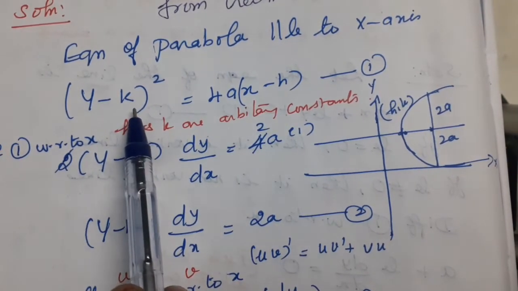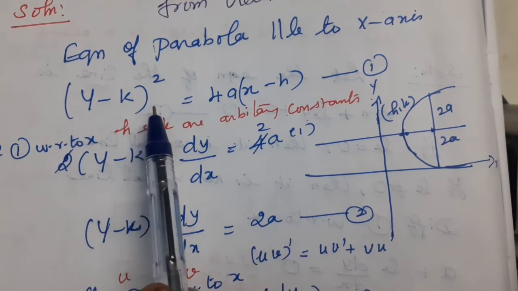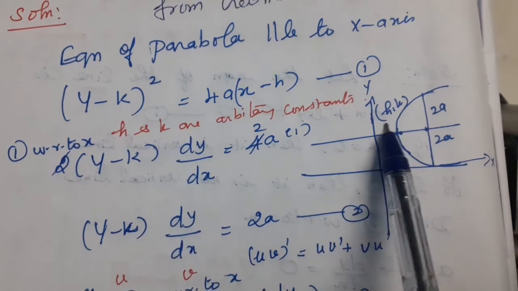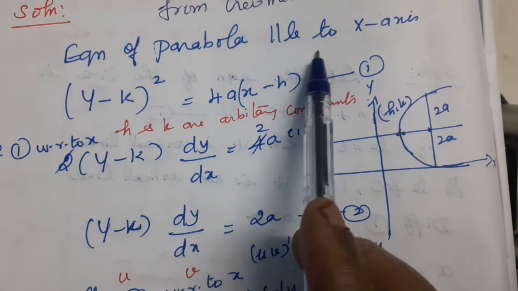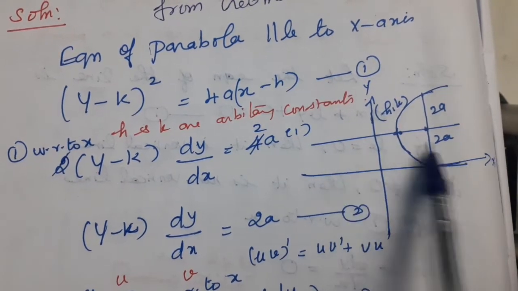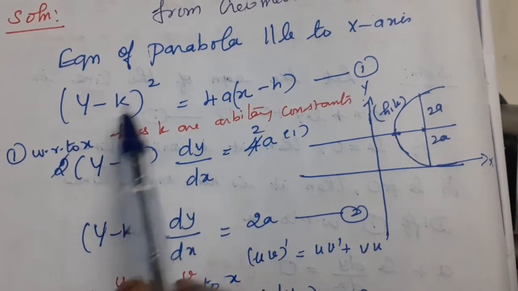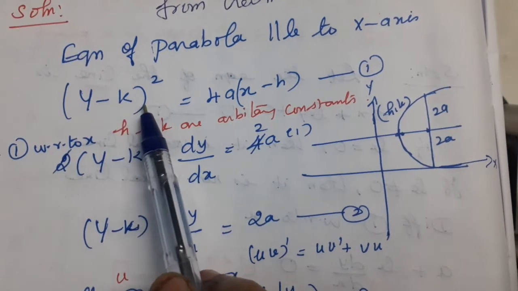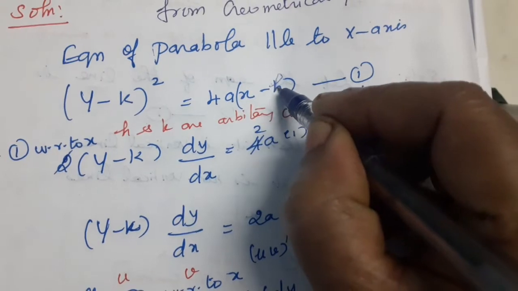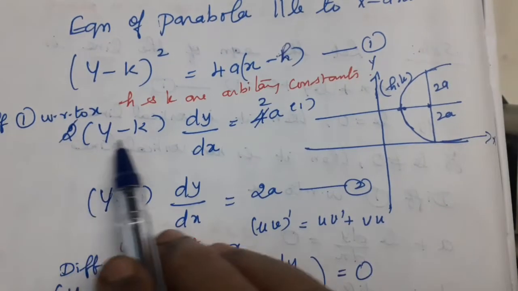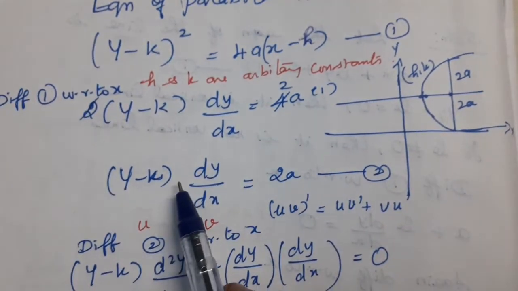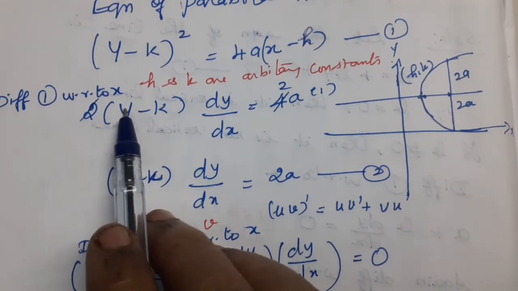Find the differential equation of the family of parabolas with latus rectum 4a and whose axes are parallel to the x-axis. Therefore, the equation of the parabola parallel to the x-axis, not passing through the origin, is y minus k the whole square equal to 4a into x minus h. Now h and k are arbitrary constants. Now differentiate with respect to x.